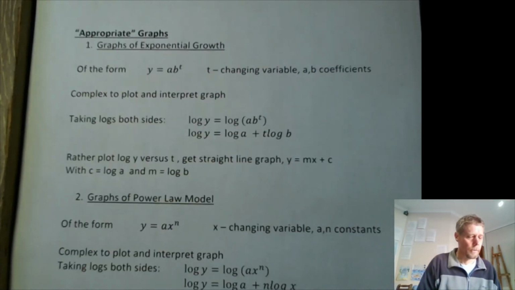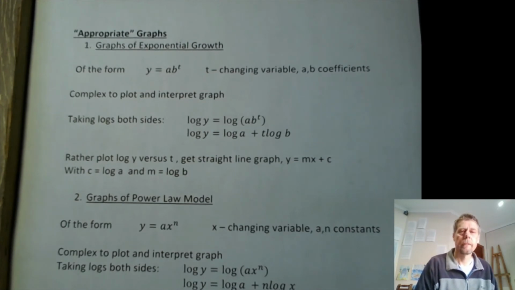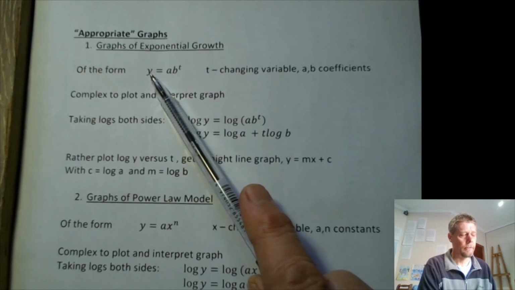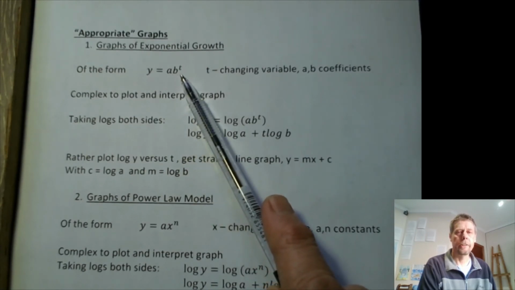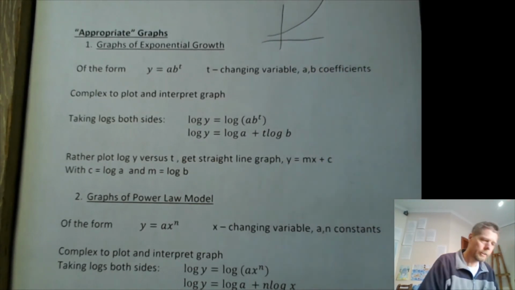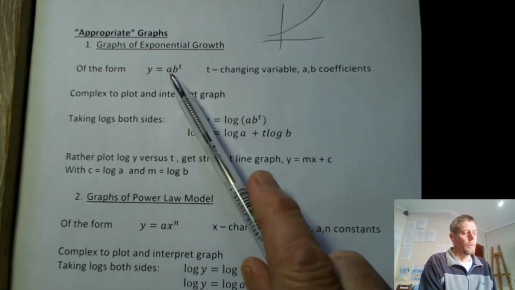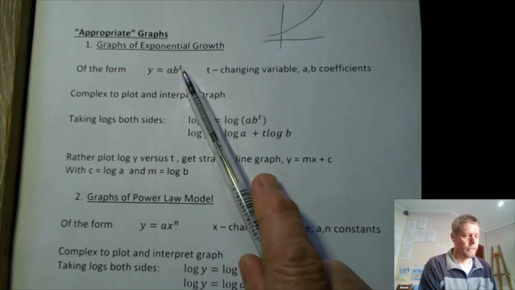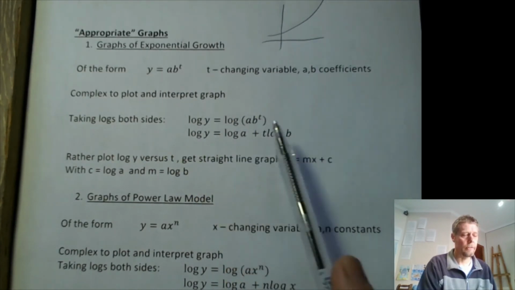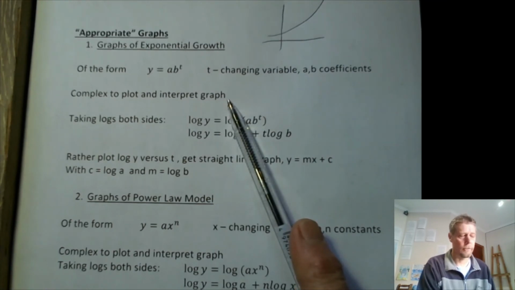Lastly, when we're working with logs, we want to plot a couple of graphs. And the exam question will always ask you, plot the appropriate graph. So first of all, let's look at the graph of exponential growth. We've seen how if you have the form y equals ab to the t, it grows, and it's got this nice constantly increasing shape to it. What's the changing variable here? t is the variable. a and b are just constants. It's complex to plot these graphs, and they grow very fast. It's very difficult to look at them and see where this graph is going.